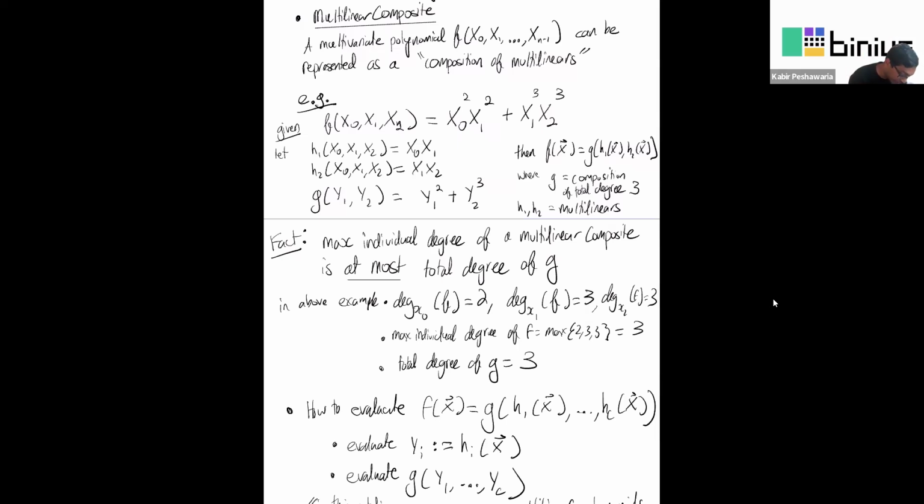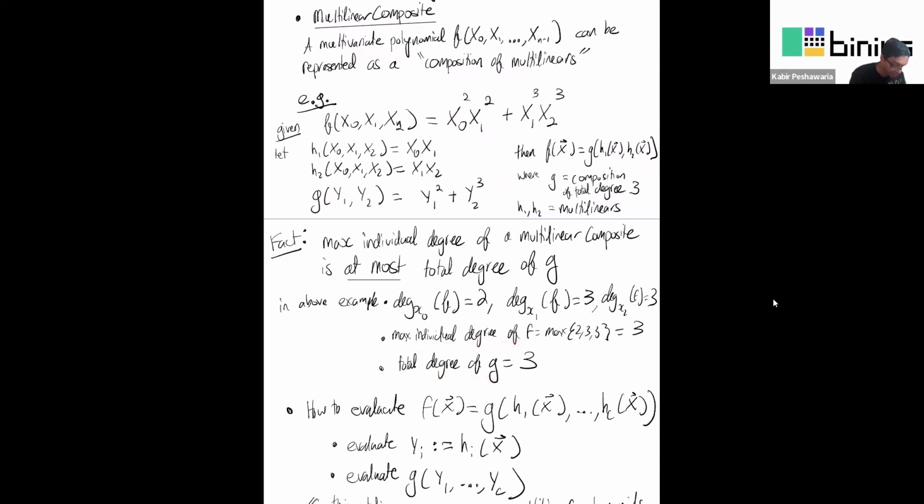If we look at the individual degree of x0 in f, that is 2. The individual degree of x1 in f is the max of 2 and 3, that's 3. Individual degree of x2 in f is 3. Okay, so the maximum individual degree of f is the maximum of 2, 3, and 3, which is 3. And the total degree of G is 3. So in this example, we see the maximum individual degree of f is bounded above by the total degree of G.